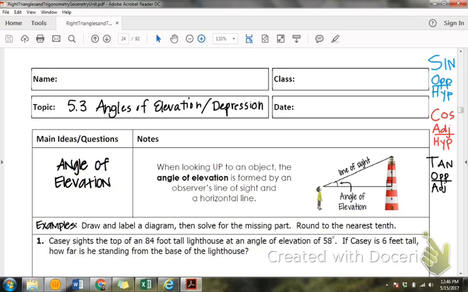So when we are talking about an angle of elevation, you guys see that word there. It says, when looking up to an object. So angle of elevation looks up to an object. The angle of elevation is formed by the observer's line of sight and a horizontal line. So anytime we have something where we're looking up, we're talking about this angle over here. That's always going to be our angle of elevation. The line of sight in this diagram is which piece of the triangle? Good, the hypotenuse, right? This over here would be your hypotenuse.